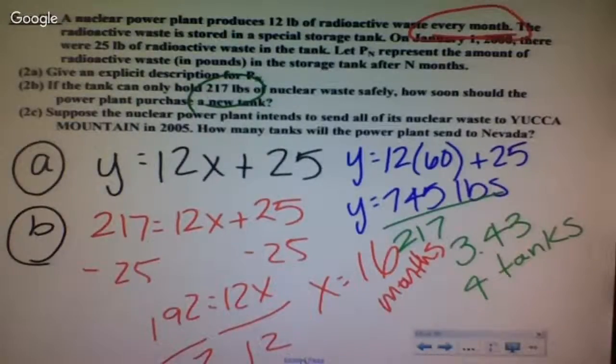Questions? How did you get the 60 again? 5 years have passed because it started January 1st of 2000. So we're now in 2005. But when I created my equation, it's happening every month, so it happens 12 times in a year. Oh, 12 times each year, 5 years in the future gives me 60.